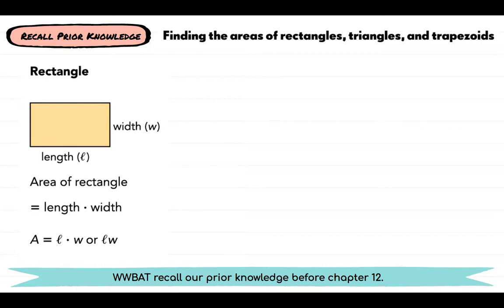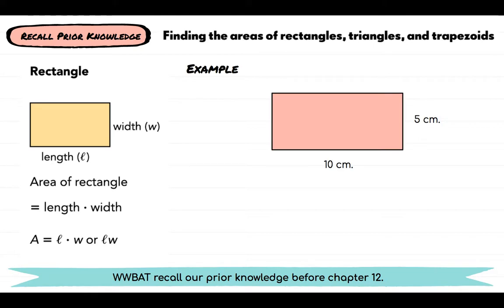For a rectangle, we can use the formula: the area equals length times width, or LW. So for example, if we have a rectangle with a length of 10 centimeters and a width of 5 centimeters, we can just plug in the numbers, 10 times 5. So the area of this rectangle is 50 square centimeters.